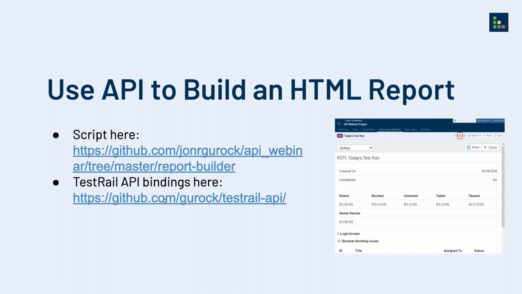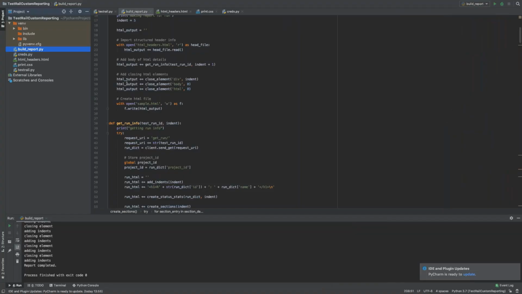And the API bindings are publicly available as well, so you can use Python, C#, Ruby, Java, whatever you want for those. We're using Python here just because it's quick and easy. Also in here, we've got a little bit of metadata in terms of the credentials that are being used to actually access the TestRail API. You don't need to see that.